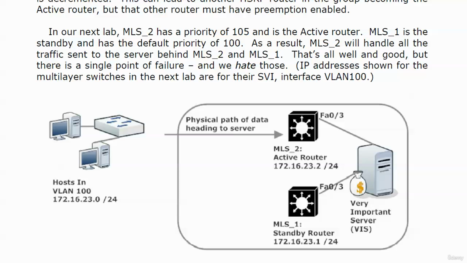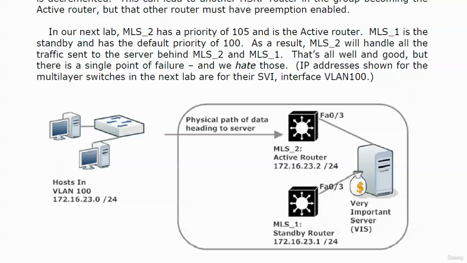Well, there's nothing really wrong with that, but there is a single point of failure, and it might not be the one you're thinking about that could cause some trouble. And again, the IP addresses shown for the multi-layer switches in this lab are for their SVI for interface VLAN 100. The problem here is that if Fast Ethernet 0/3 on switch 2 fails, the hosts in VLAN 100 can't get to the money bag server or whatever server we've got back there.